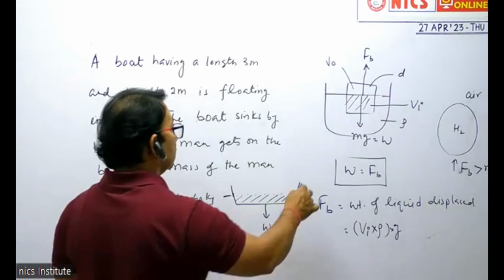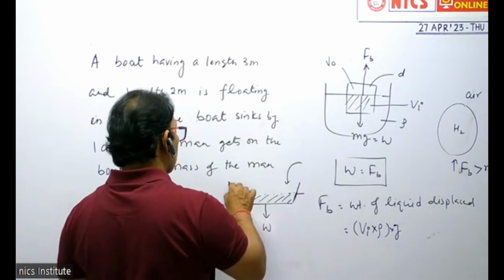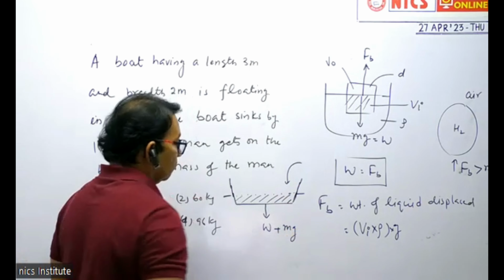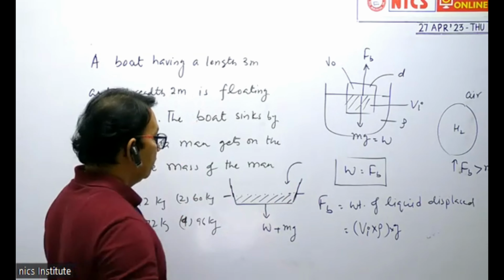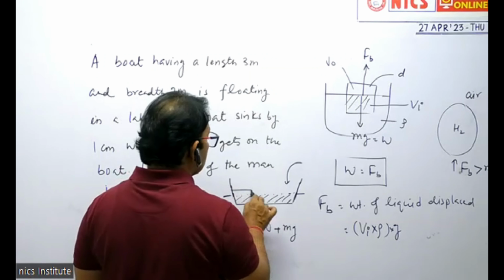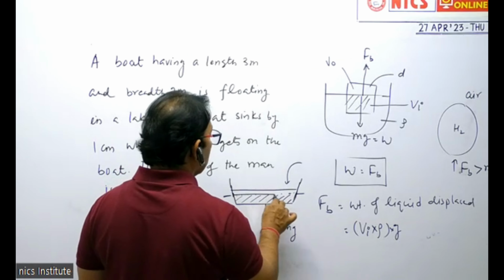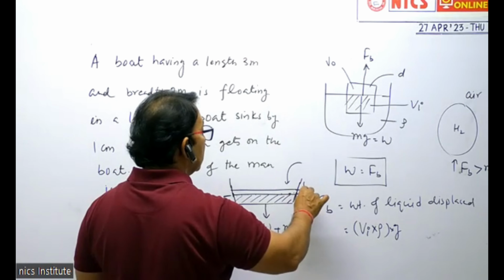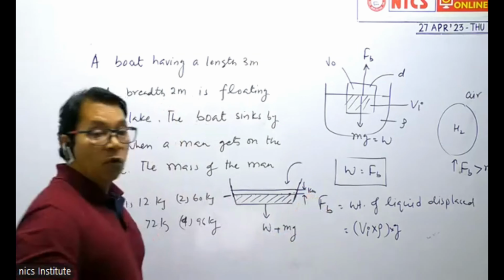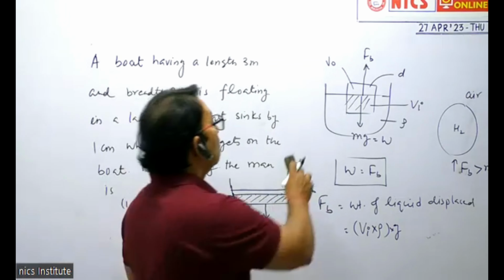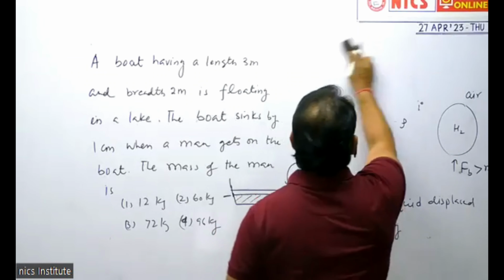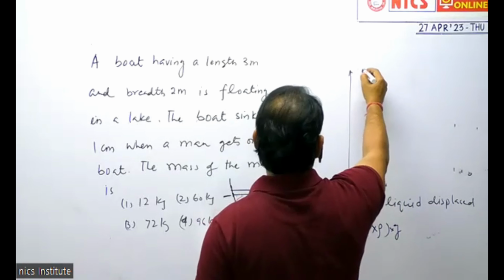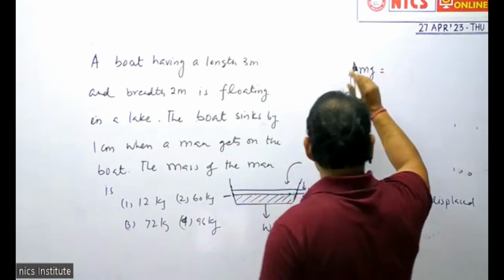Now a man jumps onto it. So what will happen? Obviously, this would be W plus mg, the weight of the boat plus the weight of the person. As a result, there'll be some extra water displaced because the boat will sink. The boat is sinking by 1 centimeter. When the boat is sinking by 1 centimeter, how much volume will be displaced? The weight of the water displaced will be equal to mg, the extra weight of the person.